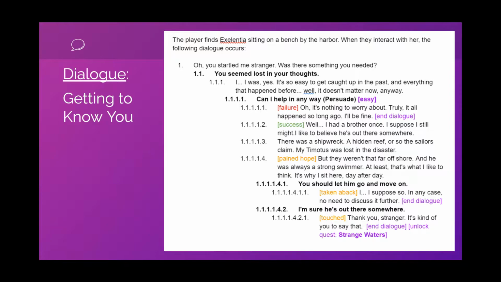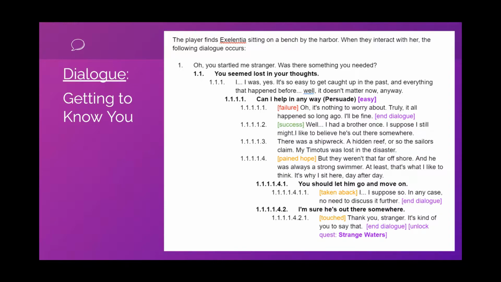If you have success, though, she'll tell you about her brother who was in a shipwreck, but she has hope still that he survived the shipwreck and he was a strong swimmer. Then the player has two options. One of them is saying, you should let him go and move on. That option does not lead to a quest, because you have essentially said, stop hoping he's alive.